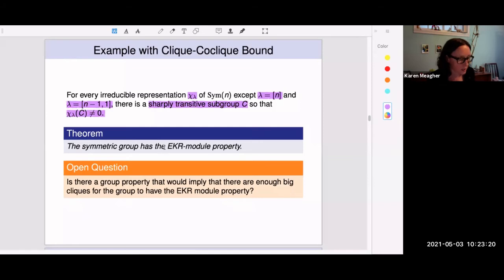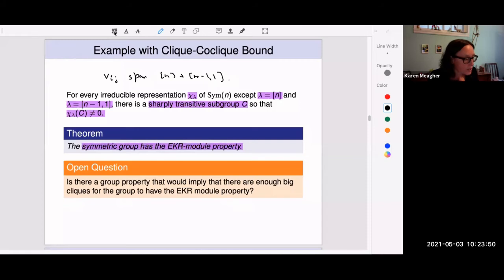What this actually tells me is that the symmetric group has the EKR module property, that I can take all of these cliques and show that all of the modules are forbidden to the maximum co-cliques, except for the trivial and the (n-1), and it's really easy to show that the characteristic vectors of our canonical guys span the trivial module and the (n-1) module.